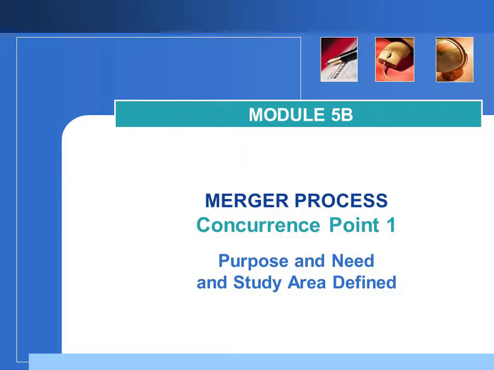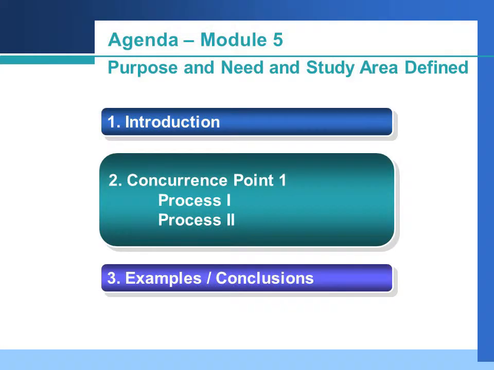Remember the previous module discussed problem statements and how they're developed. The problem statement developed in transportation planning should be transferred to project development at the start of the scoping process to be used as the basis for developing the purpose and need of the project. This module will discuss CP1.